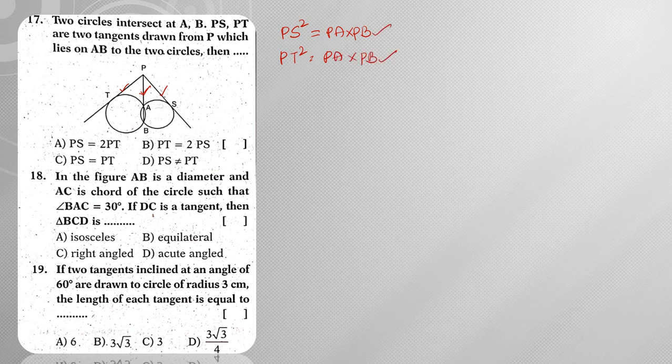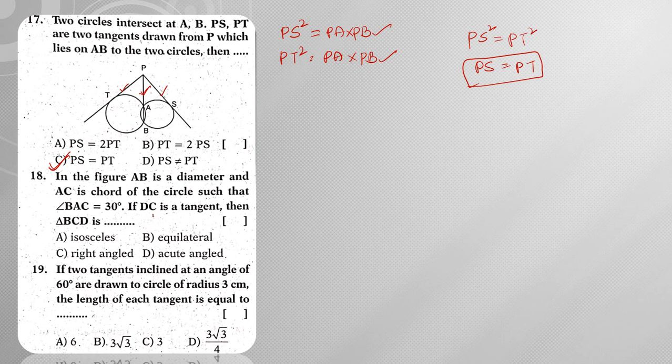Now since both right hand sides are equal, the left hand sides are also equal. So PS square is equal to PT square. So from this we get PS is equal to PT. Hence the answer is PS is equal to PT.